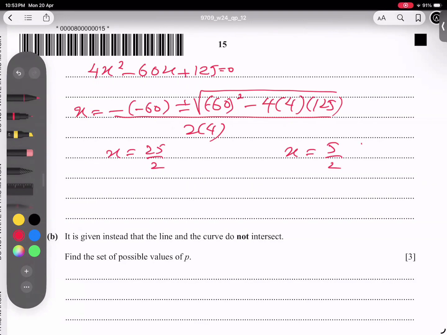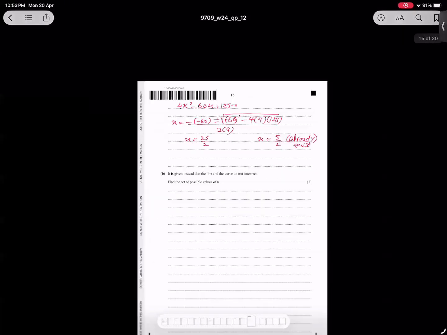So this we already have. So it means a new point is this. And how do I get the y value? I'm going to plug into the equation of the line or the curve. Line is better.